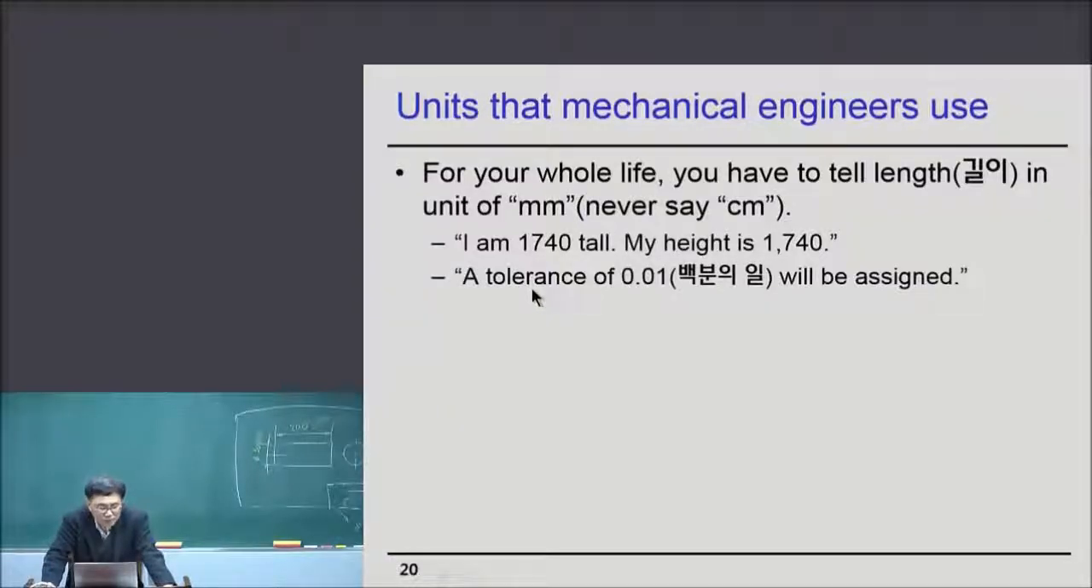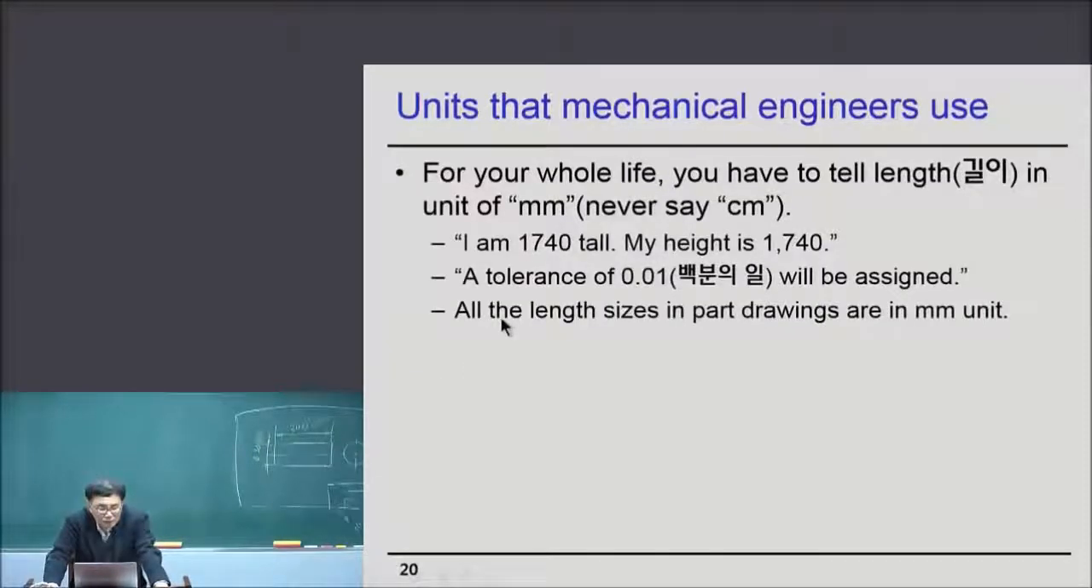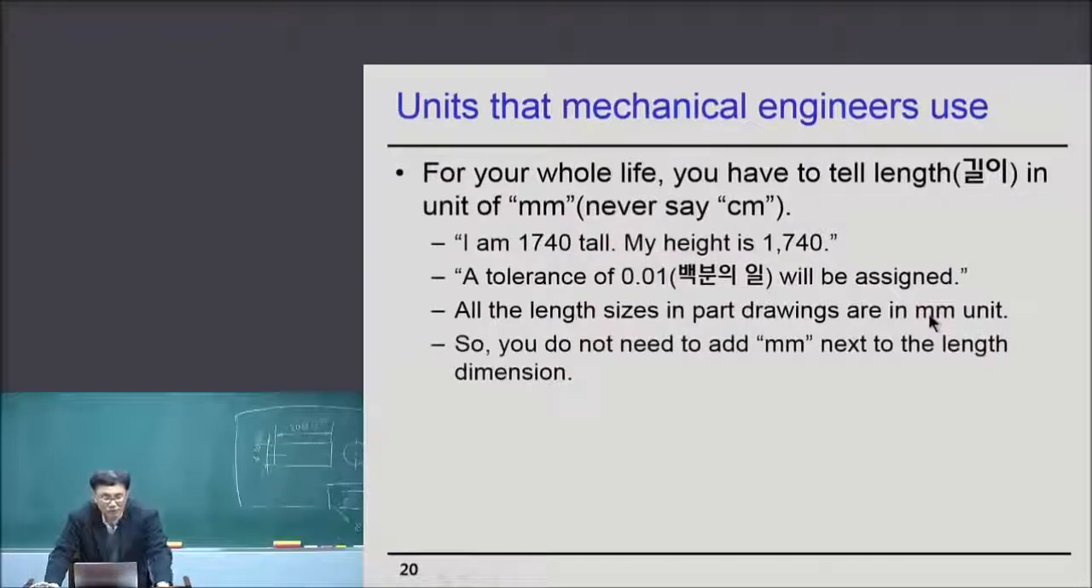So, for example, a tolerance of 0.01 will be assigned, and in that sense 0.01 is 0.01 millimeter. It is very natural. All the length sizes in your part drawings are in millimeter units, so you don't need to add millimeter next to the number. In the previous example, I just write 200, not 200 millimeters. So never worry about the missing unit. The units are all millimeter.